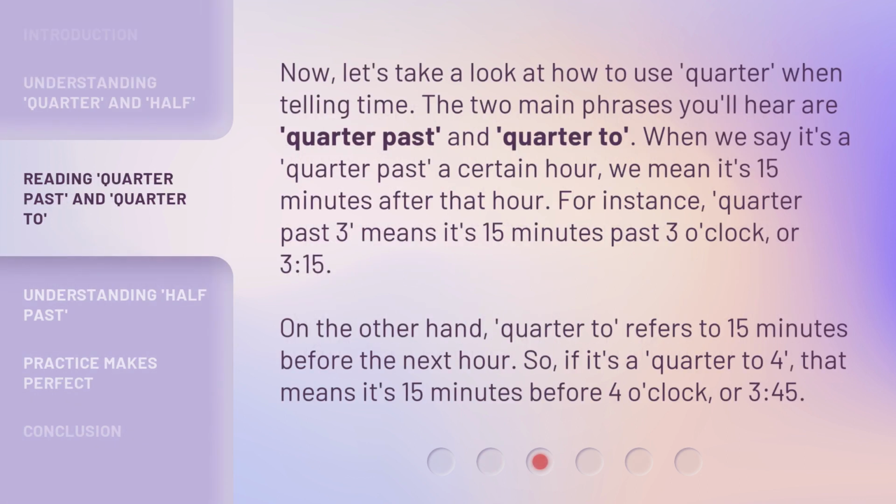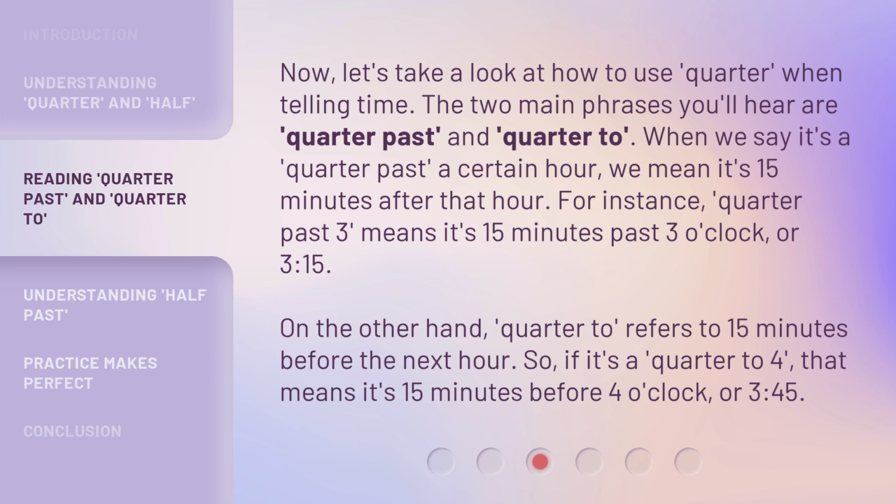Now, let's take a look at how to use quarter when telling time. The two main phrases you'll hear are quarter past and quarter to. When we say it's a quarter past a certain hour, we mean it's 15 minutes after that hour. For instance, quarter past 3 means it's 15 minutes past 3 o'clock, or 3:15.